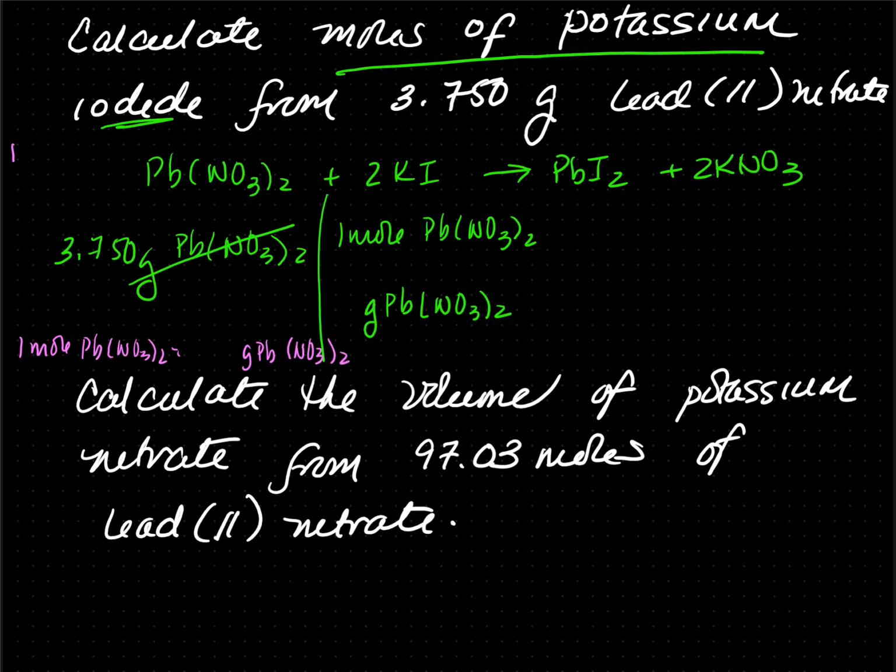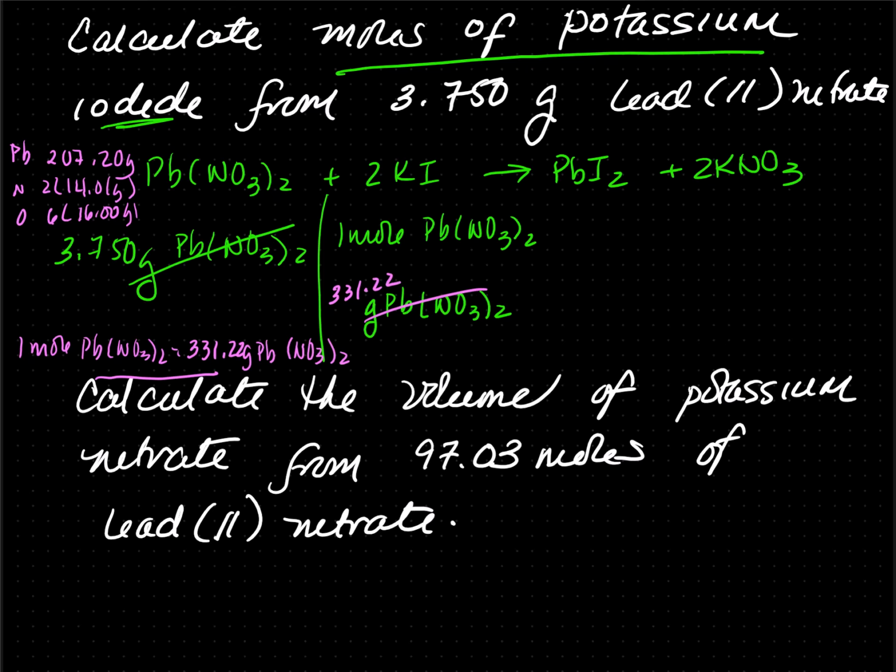So lead nitrate has 1 lead, which is 207.20 grams. It has 2 nitrogens, which is 14.01 grams. And it has 6 oxygens, which is 16.00 grams. If I add all this up together, you should get 331.22 grams of lead nitrate. So the number in front of grams of lead nitrate, because these are equal to each other, is 331.22 grams, and diagonal units cancel out.